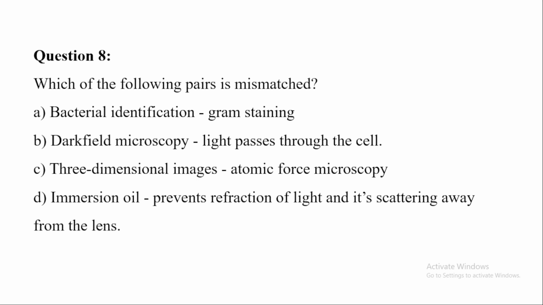Okay. So, that option is also matched. The mismatched pair here is dark field microscopy. They have said that the light passes through the cell, which is wrong. In dark field microscopy, your field is dark. By the name you can see the field is dark and the cells appear light in color. So, the light does not pass through the cell. Okay. So, the correct answer for this question would be option number B.